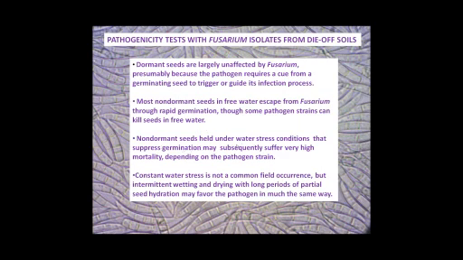If you hold the non-dormant seeds under water stress conditions that suppress germination, they can subsequently suffer very high mortality depending on the strain. So how does this relate to the field? I mean, constant water stress for 7 days is not really going to happen in the field. But we think that's a surrogate treatment that would be sort of like this intermittent wetting and drying, with long periods of partial seed hydration that would favor the pathogen that we might get in a year when there were false start storms early in the season.